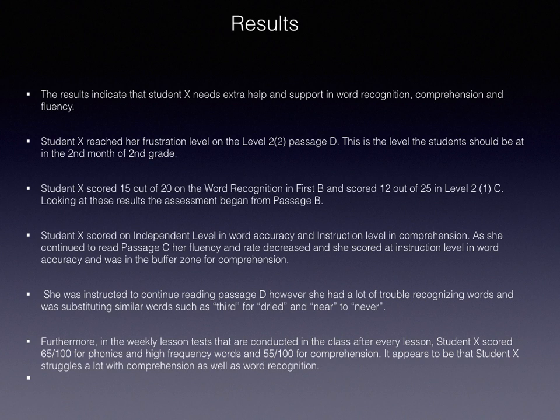Now, she was instructed to continue reading. However, she was having a lot of trouble and was substituting a lot of words, such as third for dried and near for never. And there were also weekly tests conducted through the readings in class after every lesson, and she scored 65 out of 100 for phonics and 55 out of 100 for comprehension. It does appear that she struggles a lot with comprehension as well as word recognition. Based on these results, we can plan a better intervention for her, or a better plan for her, which will accommodate her needs.